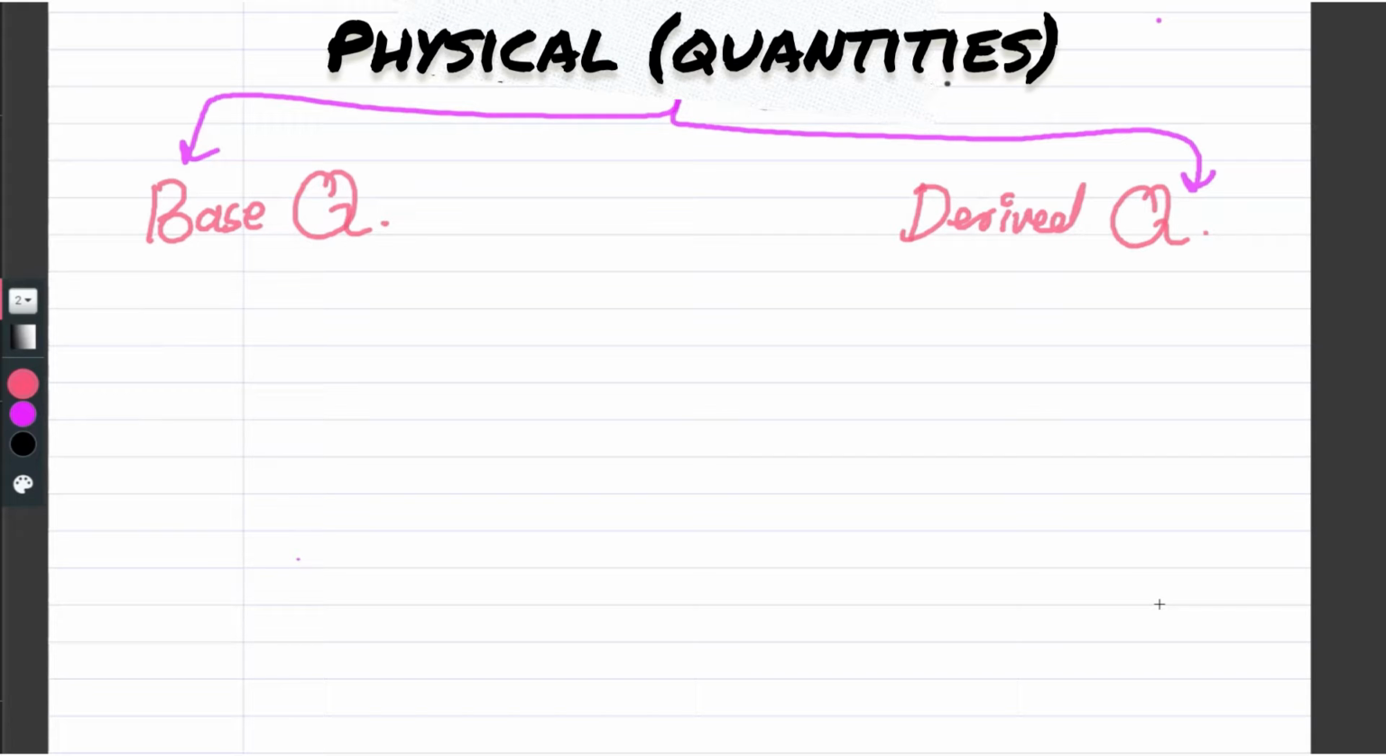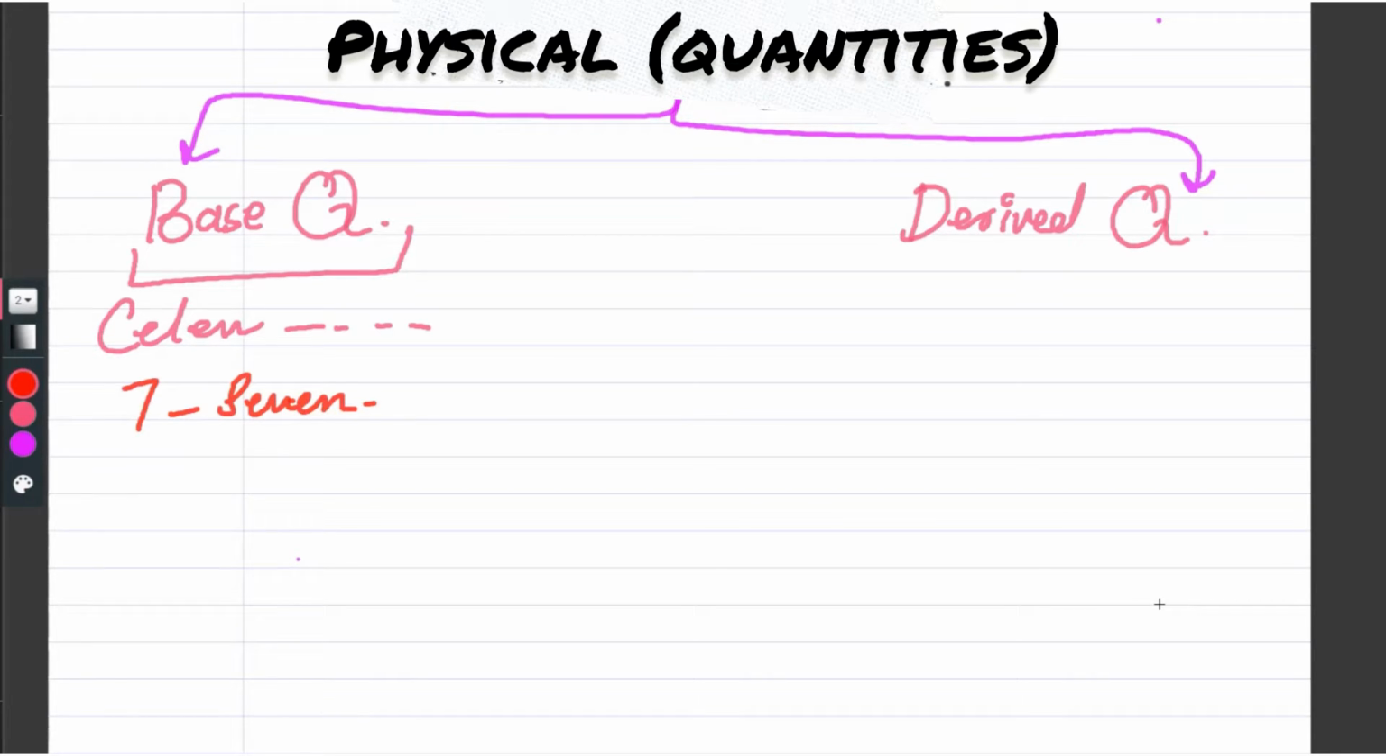So far so good. Base quantities, you could say they are celebrities. We cannot change them. They are system-set quantities. They are given to us and we have to accept them the way they are. And these base quantities, the celebrities, are 7 in number. How many are there? 7. Well, the initial ones you should know, such as length.